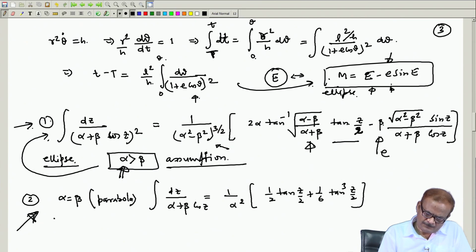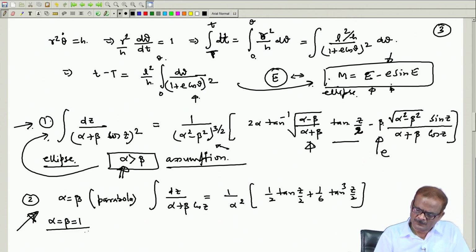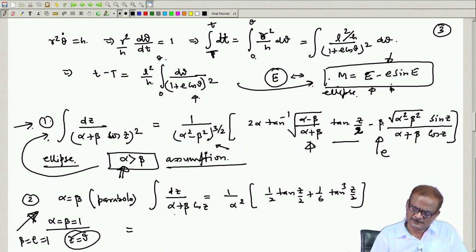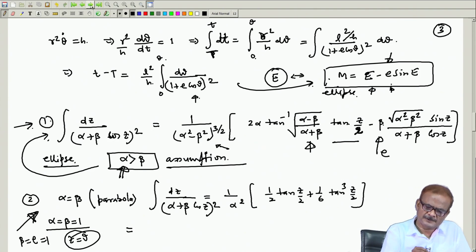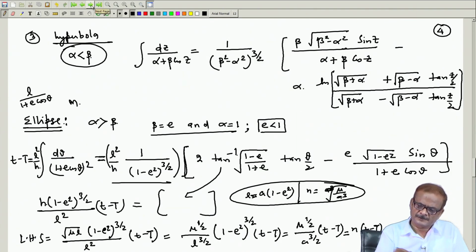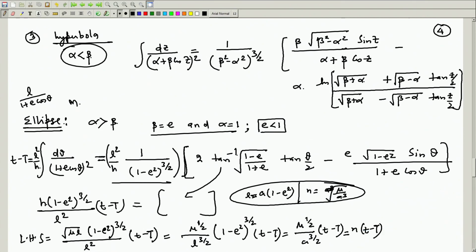So, if we take alpha equal to beta equal to 1. Okay. So, in this case beta is equal to e equal to 1 for the case of parabola. This case here itself we can write it in short. So, you can see that we replace z with theta. We can see here the square is missing, this square we have to put here. For the case of here also the square is missing, we have to put the square.